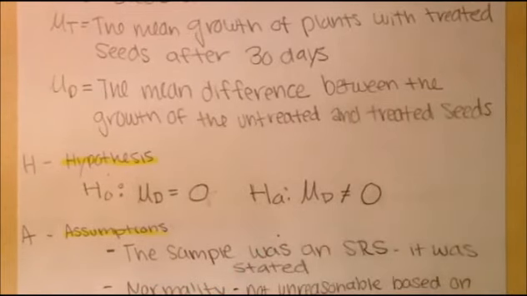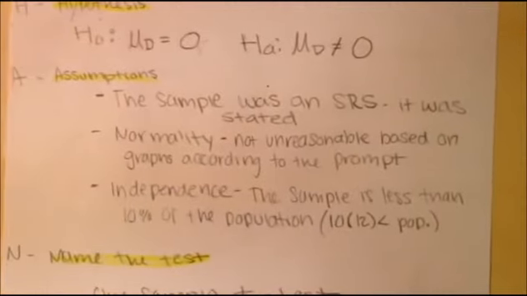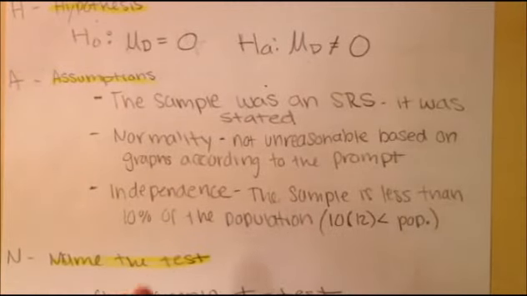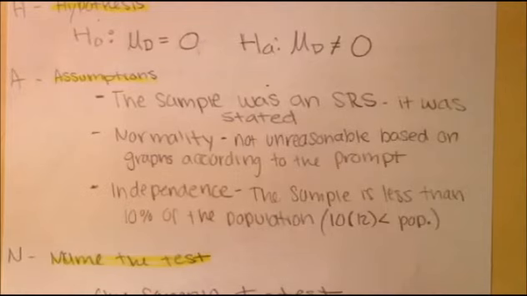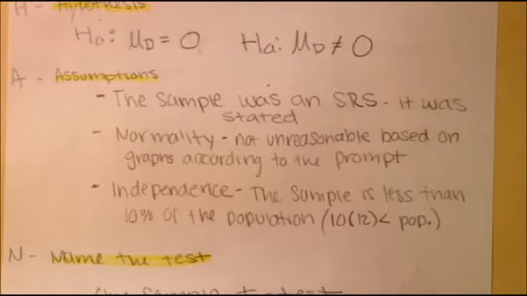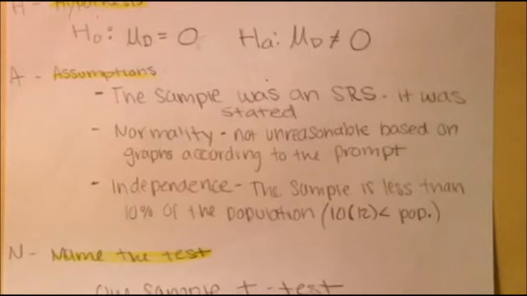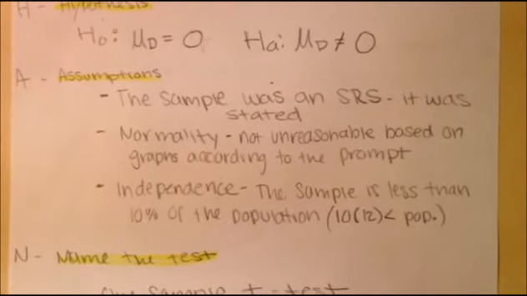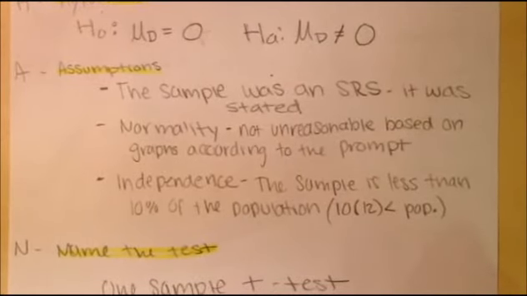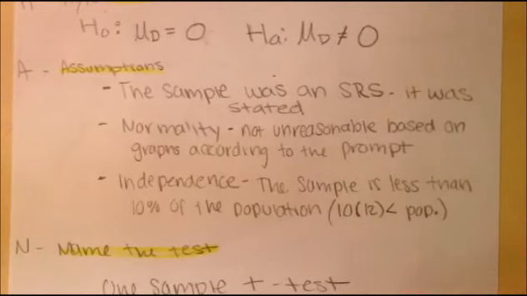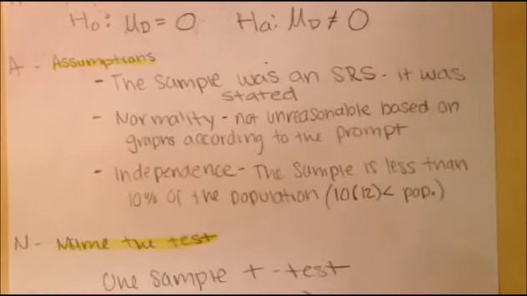So from here we can move on to our assumptions. Again, we want to test randomization, normality, and independence. The fact that it was an SRS was actually stated in the prompt. As for normality, they said that based on graphs, it is not unreasonable to assume normality. And for independence, we have to assume that the sample size is less than 10% of the population. So in this case, 12 times 10 is less than the population of seeds.